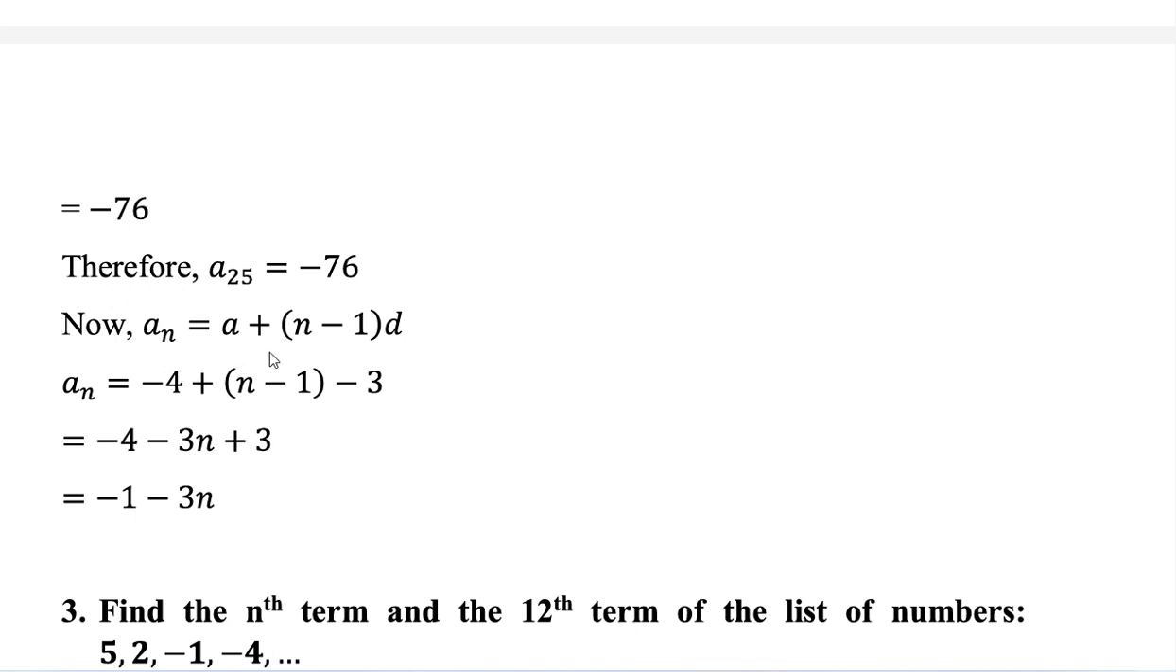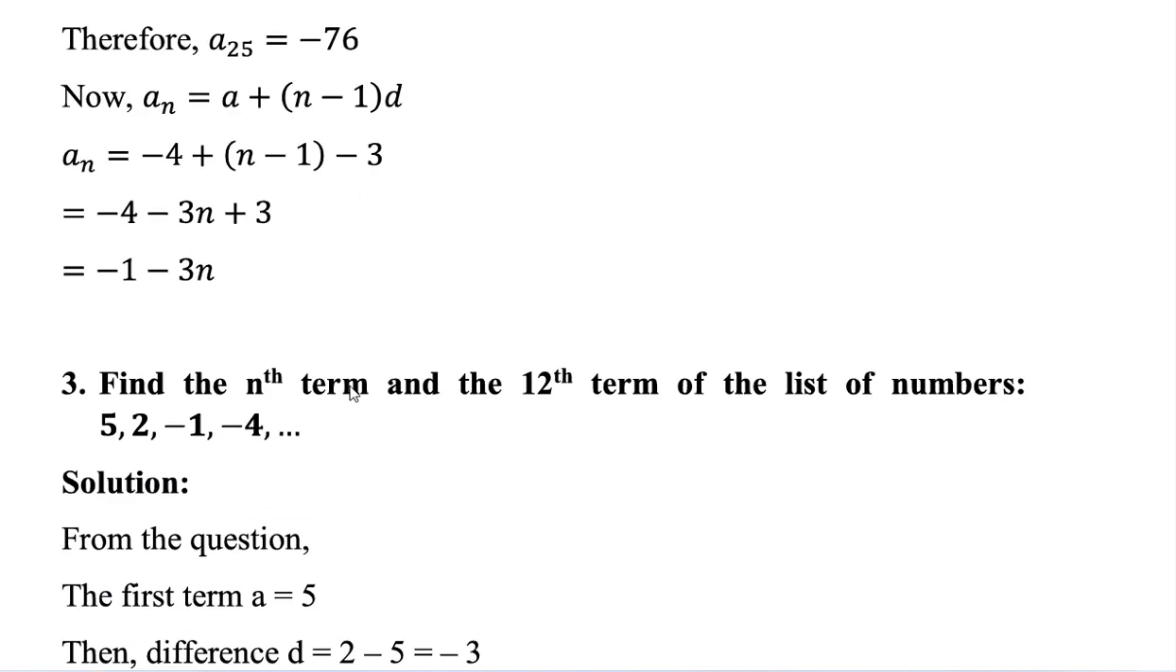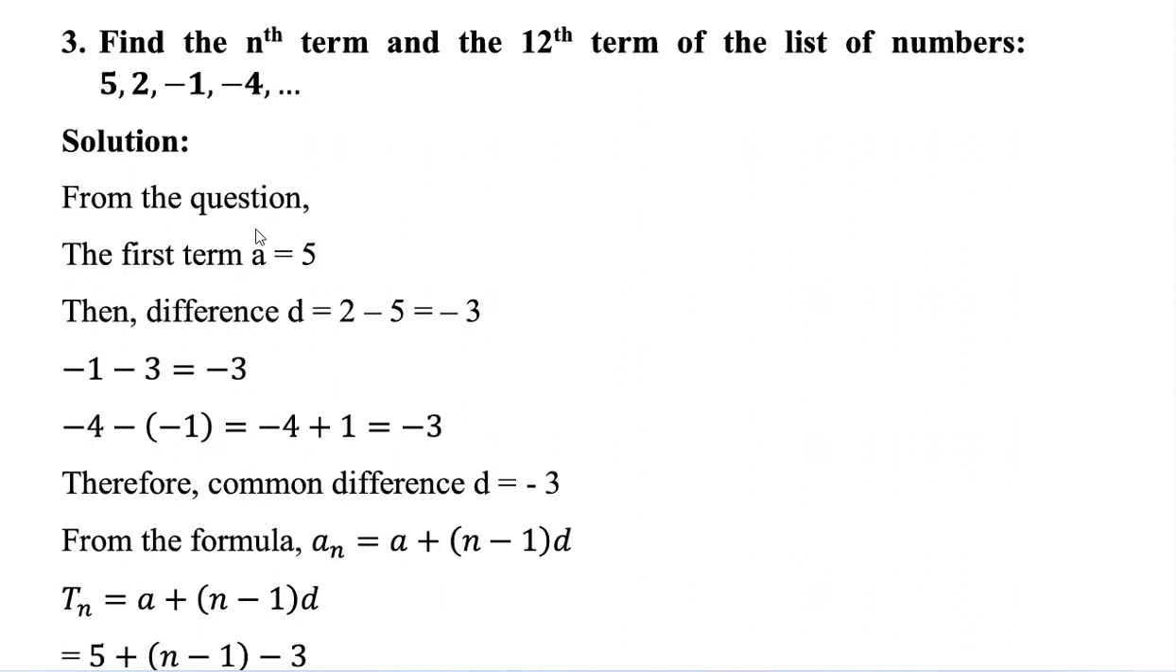Or for an, that is the nth term, as we know, a plus n minus 1 into d. So a is equal to minus 4, n becomes n minus 1, and d is minus 3. With a little simplification, you will get minus 1 minus 3n as the answer. Come to the next problem.